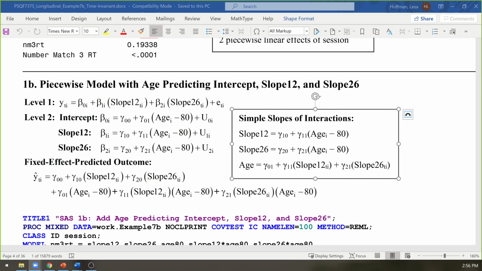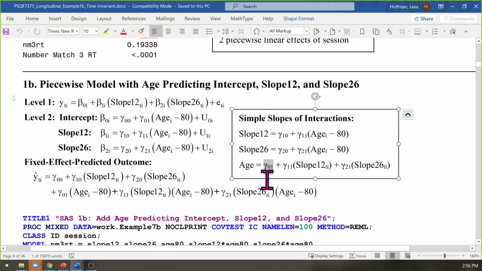How the effect of age changes over time is given by this composite right here. Likewise, that term right there, the main effect of age, is a conditional main effect of age, a simple slope, if you will. At what occasion is that the main effect of age? When are my slopes going to zero out? Yep, it's occasion 1. The first occasion is when both of those slopes are coded 0, and then only this term would contribute to the effect of age.